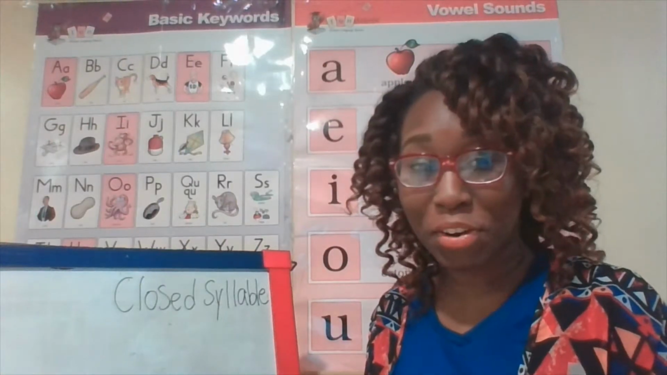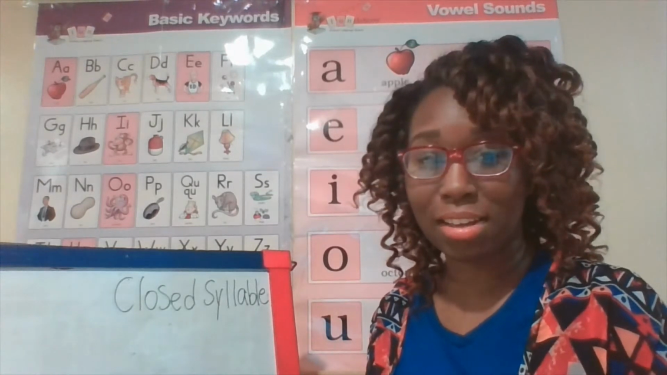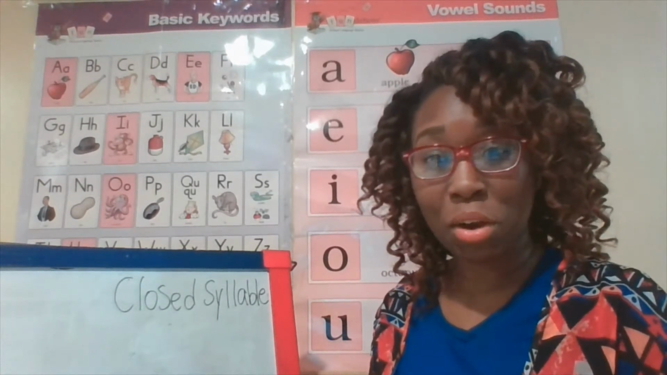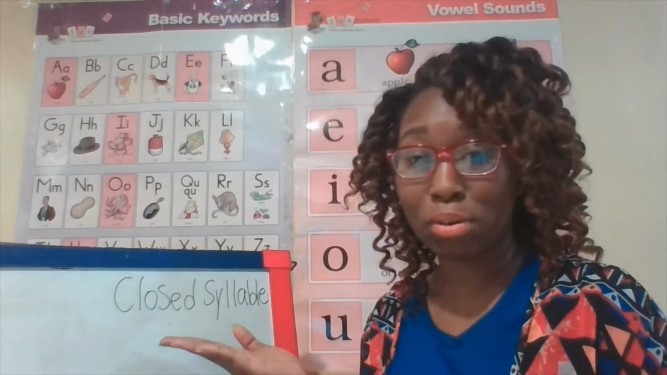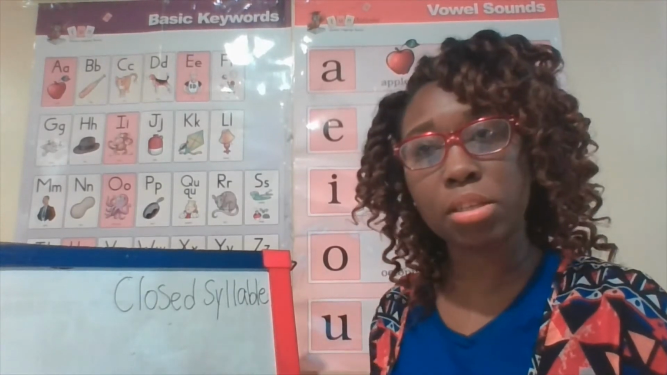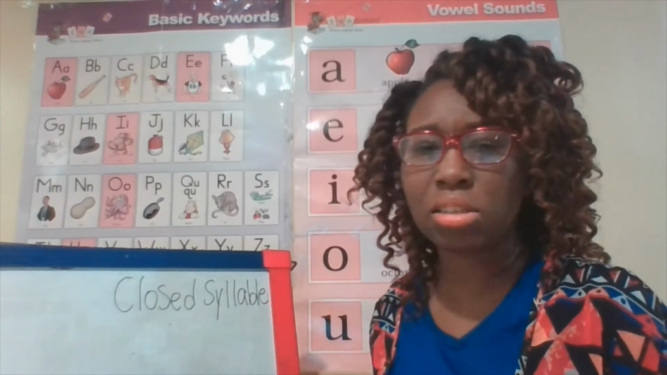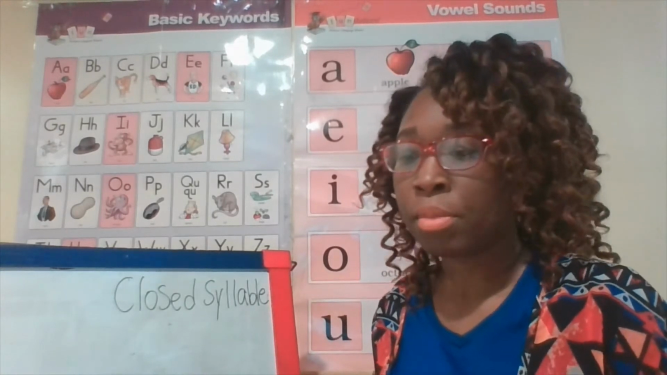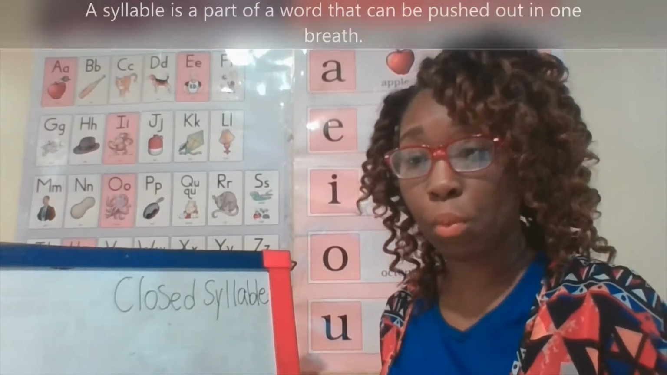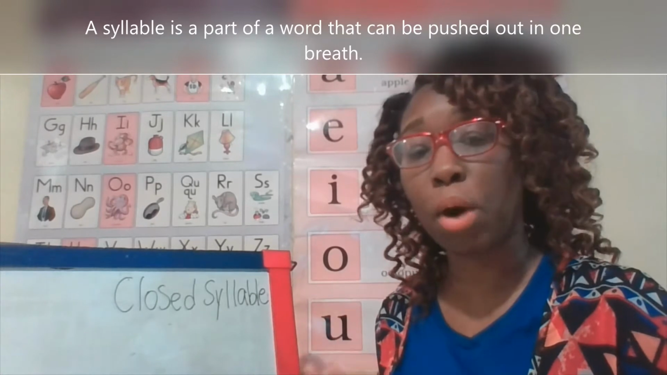Today we're going to be learning a lot of new things. So, first, we're going to learn about closed syllables. But before we start talking about closed syllables, let's talk about what a syllable is. A syllable is a part of a word that can be pushed out in one breath.